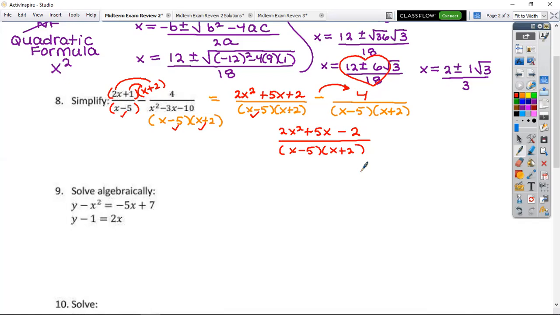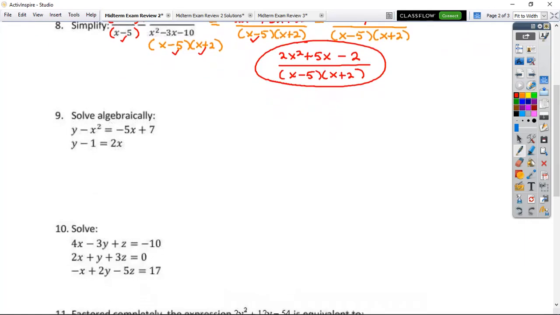The last thing you're going to check for is, does this factor on top so that we can cancel? So you would have to find numbers that multiply to negative 4 and add to positive 5. Not going to be possible. So this is your final answer. Nothing cancels. Okay, but you were able to combine things together. Number 9, I saw a couple questions here.